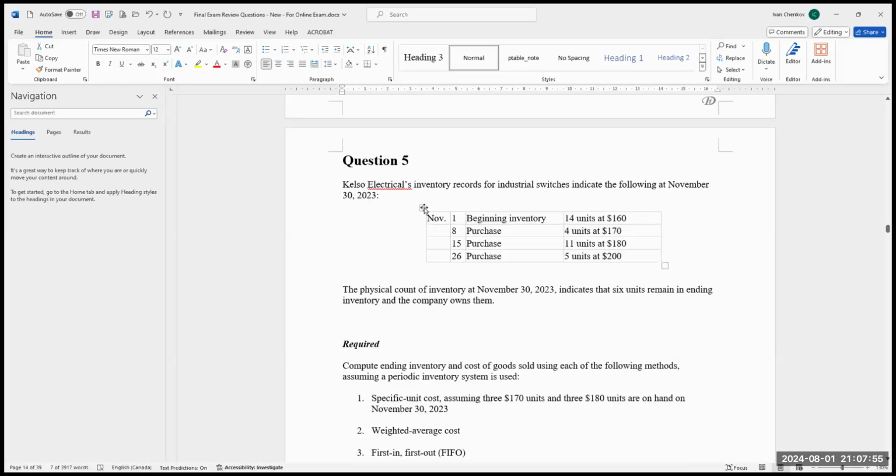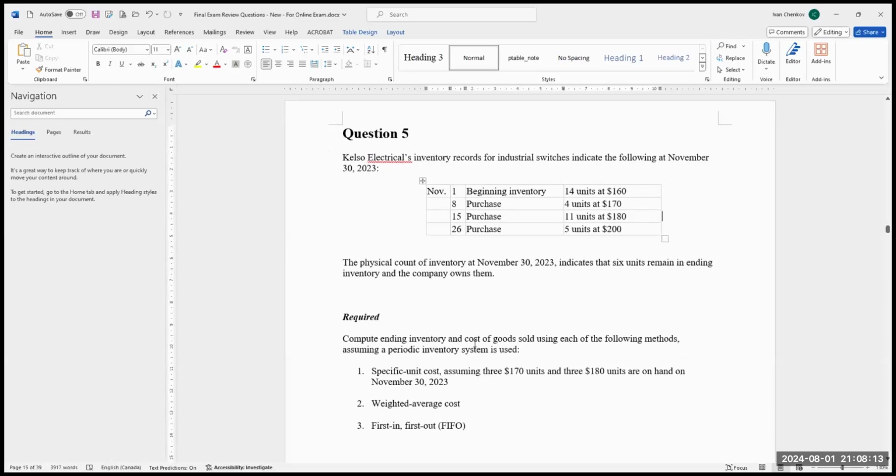Let's get this information. Quick observation of the question. We have this inventory record for this company on November 30th. Physical count of the inventory indicates that we have 6 units remaining in the ending inventory. Compute the ending inventory and cost of goods sold for each of the following methods, assuming that the periodic inventory system is used.